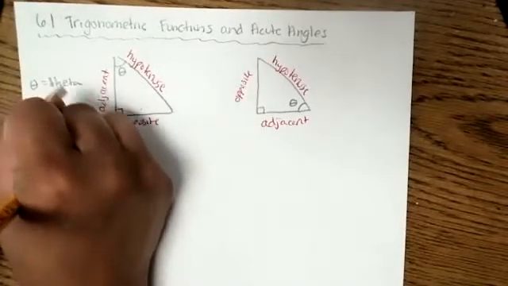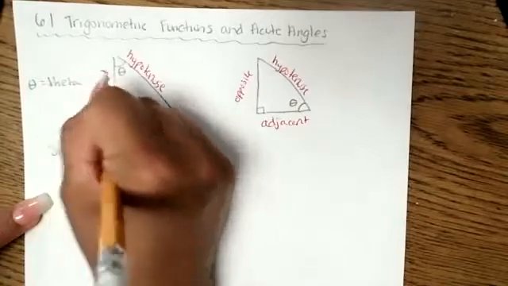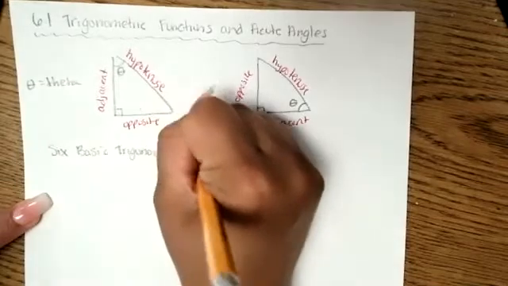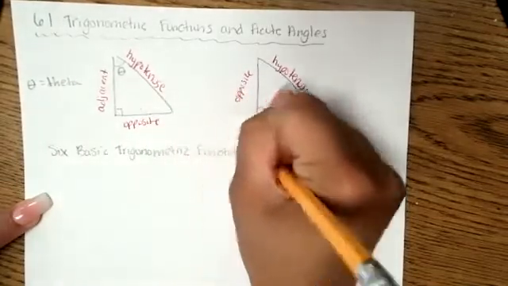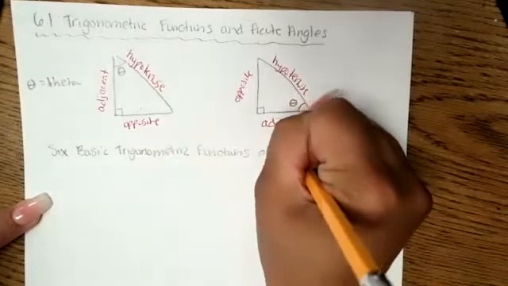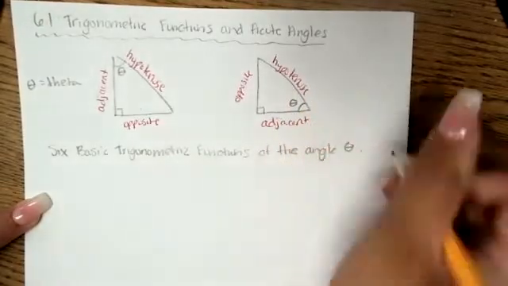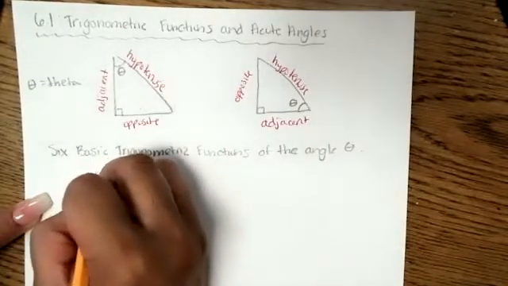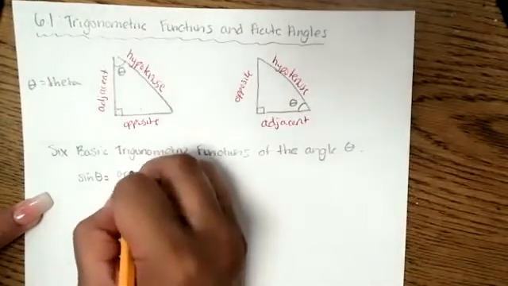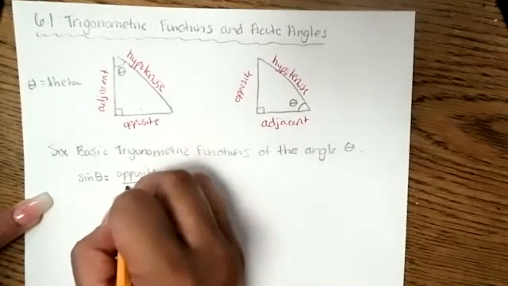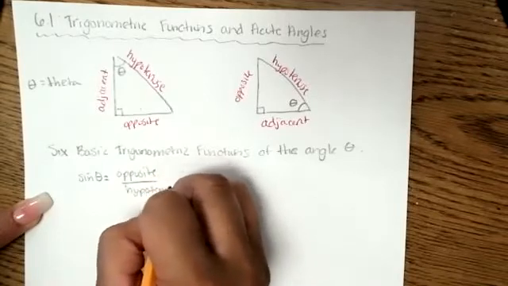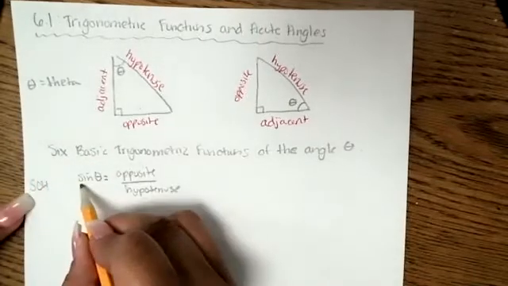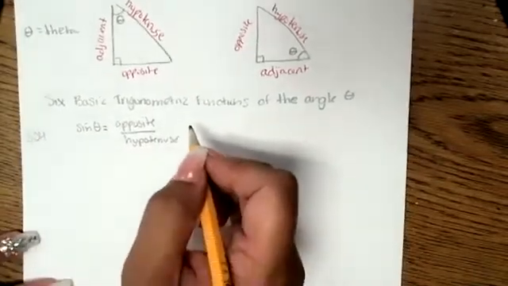Now, these are going to be 6 basic trigonometric functions of the angle theta. Now, sine theta is going to be the opposite over the hypotenuse. Remember, sine is opposite over hypotenuse.